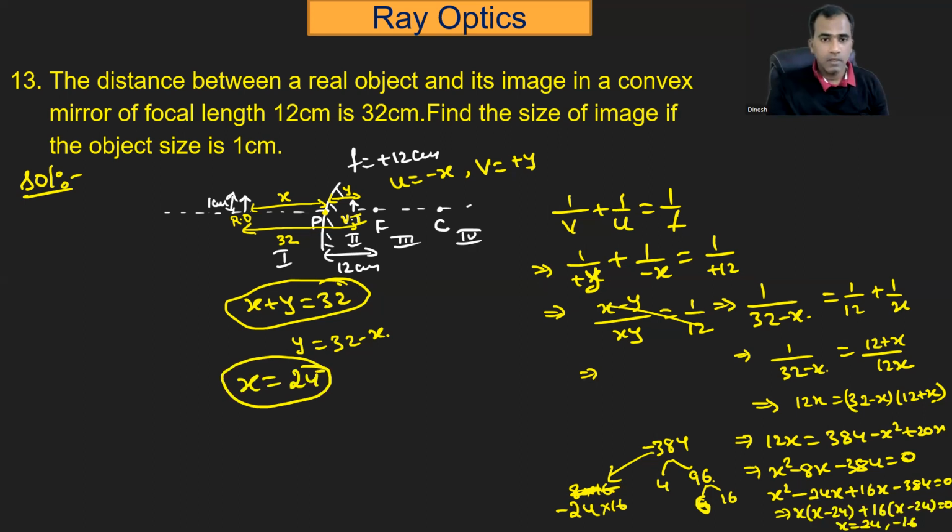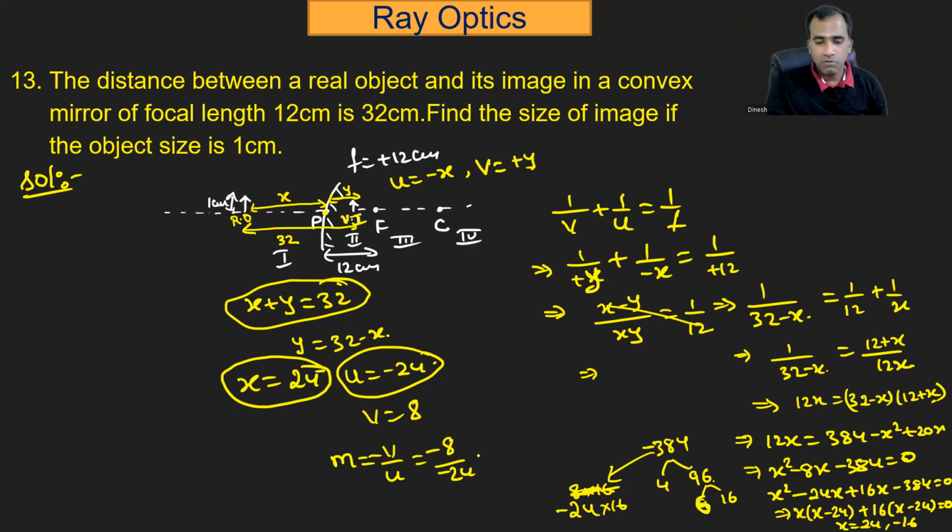Okay. So x is 24 means what is u? u equal to minus 24. And what is v? v is plus y. If x is 24, what is y? y is 8 centimeters, correct? Plus 8 centimeters. So magnification factor is equal to minus v by u, which is minus of v is 8, u is minus 24, it should be 1 by 3. So magnification factor is 1 by 3.